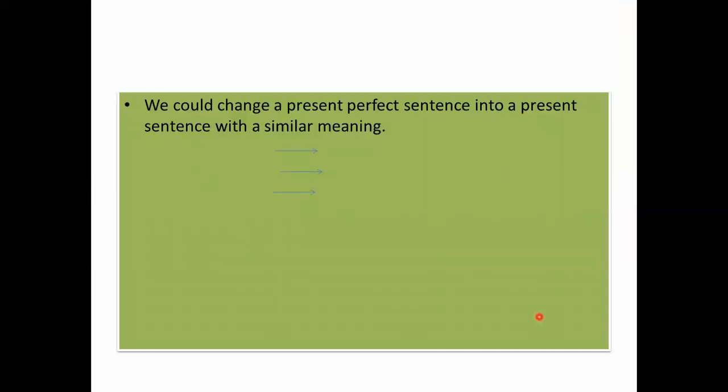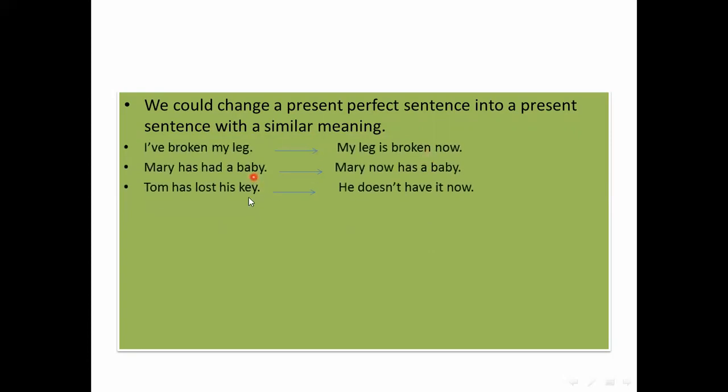So in this regard, we could change a present perfect sentence into a present sentence with a similar meaning. For example, I've broken my leg. This is a present perfect. We can say with the same meaning, my leg is broken now. So you can feel the connection between past and present in these examples.